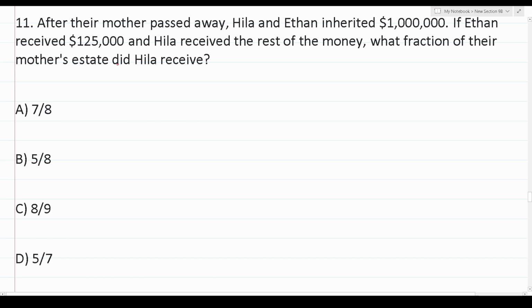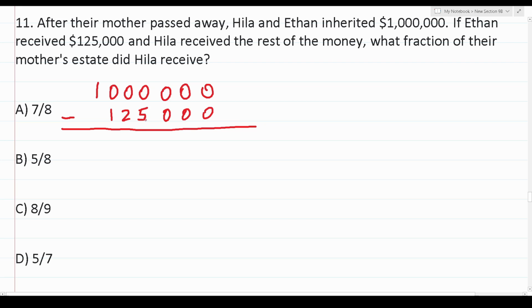Number 11 says, after their mother passed away, Ela and Ethan inherited $1 million. If Ethan received $125,000 and Ela received the rest of the money, what fraction of their mother's estate did Ela receive? All right, so there's a few approaches to this problem. I'm going to approach it this way. First, I'm going to subtract out the amount that Ethan received from the $1 million inheritance. So that's going to be 1 million minus the $125,000 that Ethan received.